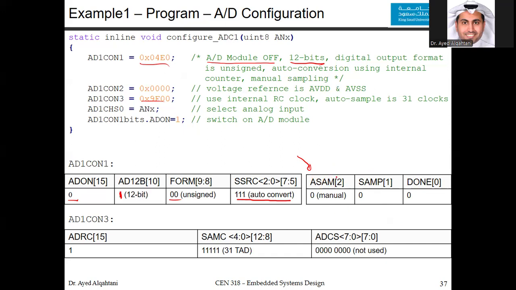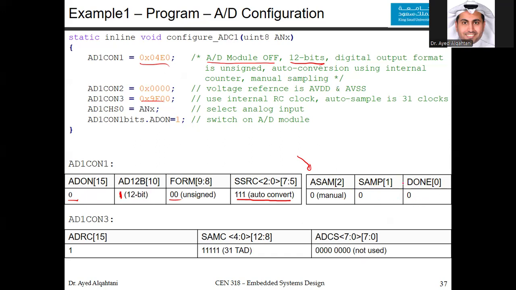So if you use manual sampling, then originally you make the done equal to 0. You didn't do anything yet, so it's 0. And the sampling is 0 and the manual is 0. So here the sampling is manual, and right now I'm not sampling. And since I'm not sampling, there is nothing done. So originally these are the values.